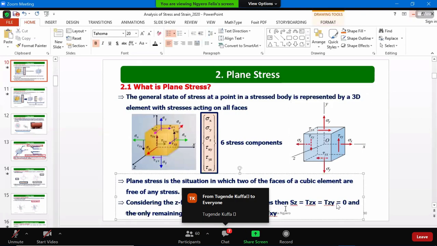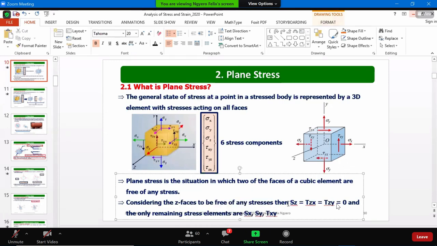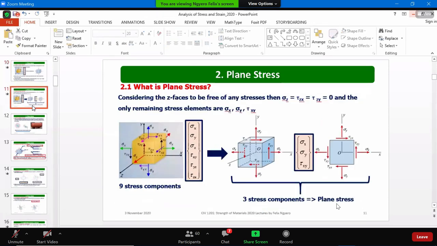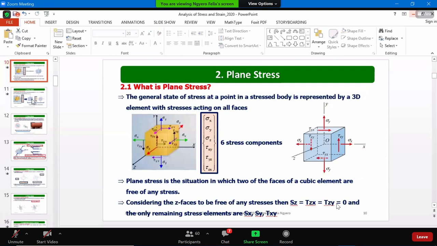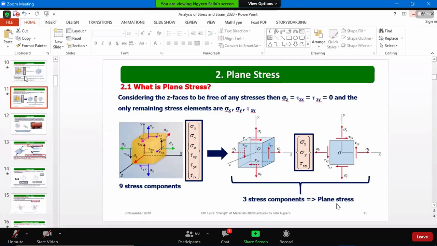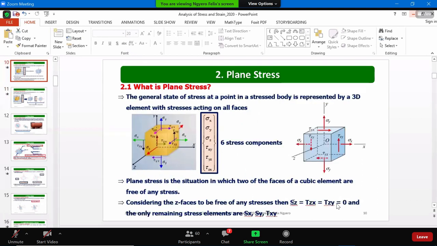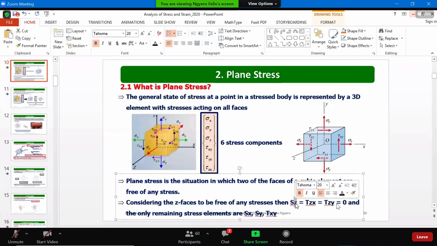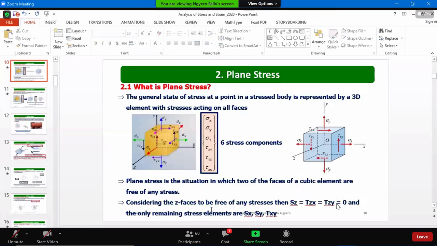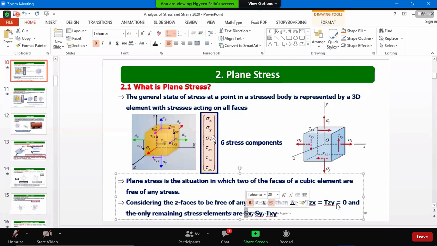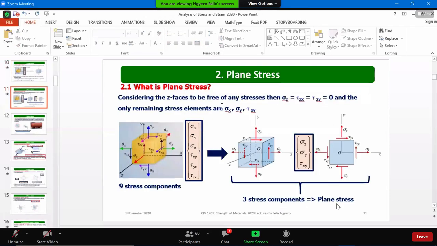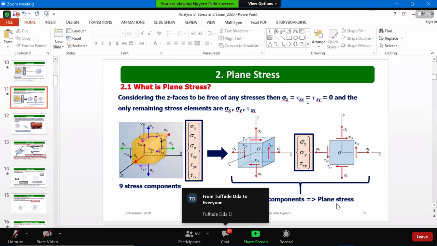So in that case, if we consider the Z face to be free of any stresses, then sigma Z, which should have been written here, will be the same as tau ZX, the same as tau ZY, which should be zero. I have not yet edited that. So wherever you have a Z in a subscript, that stress would be zero. So the problem reduces to the state of three stress components, sigma X, sigma Y, and tau XY, like this. So this is what it reduces to.